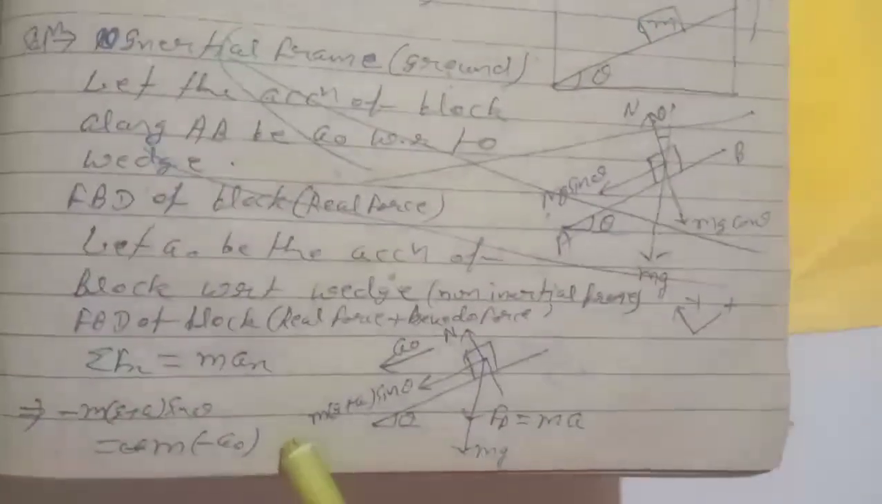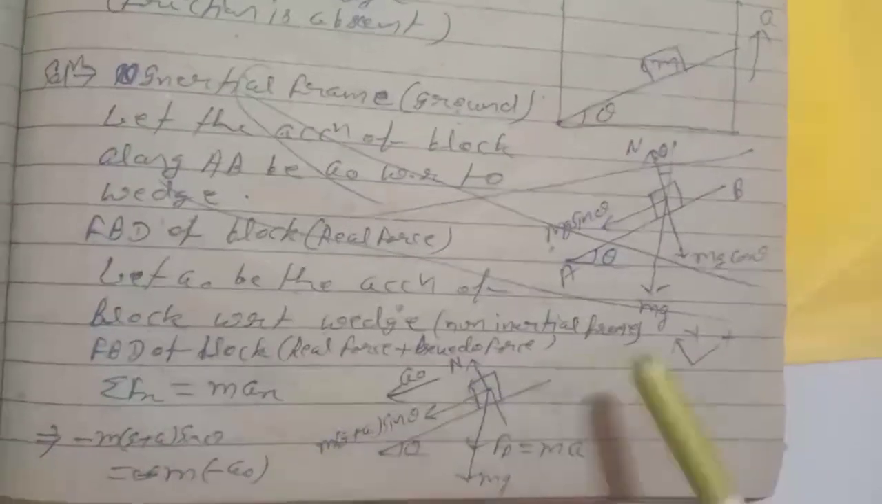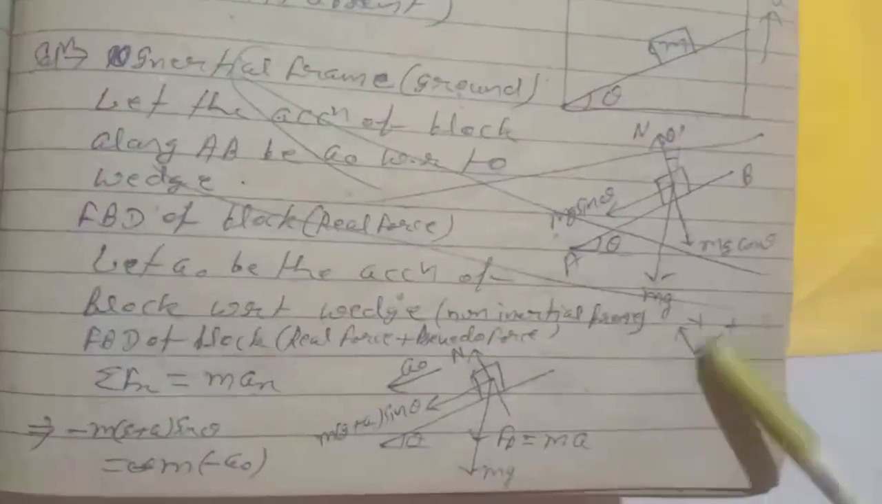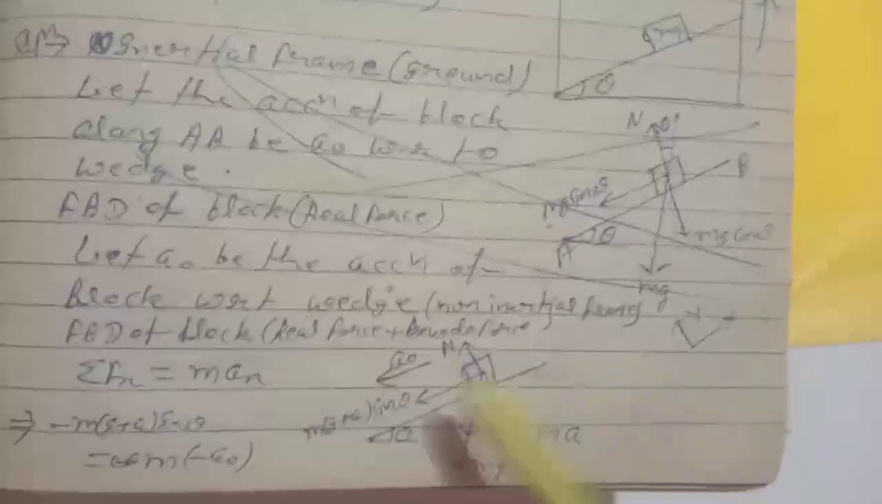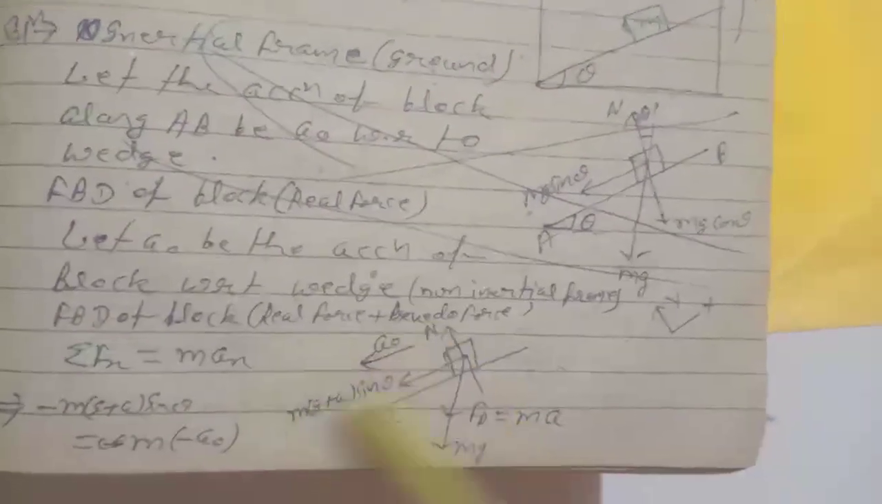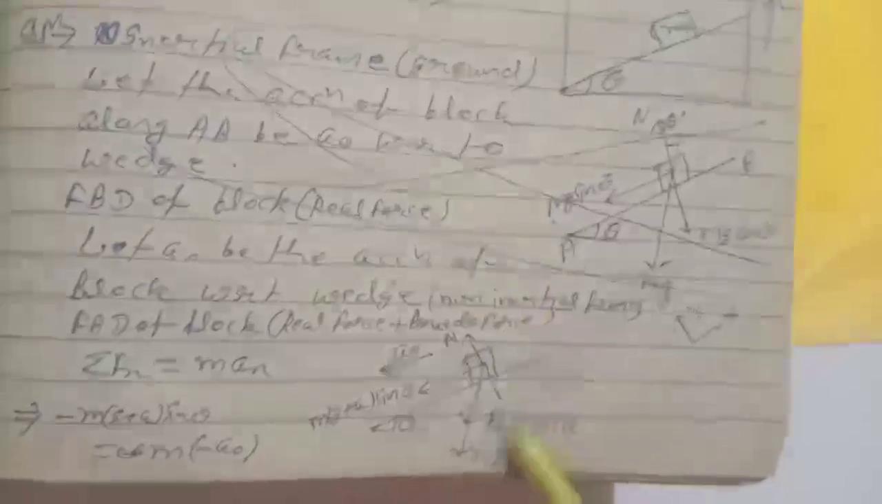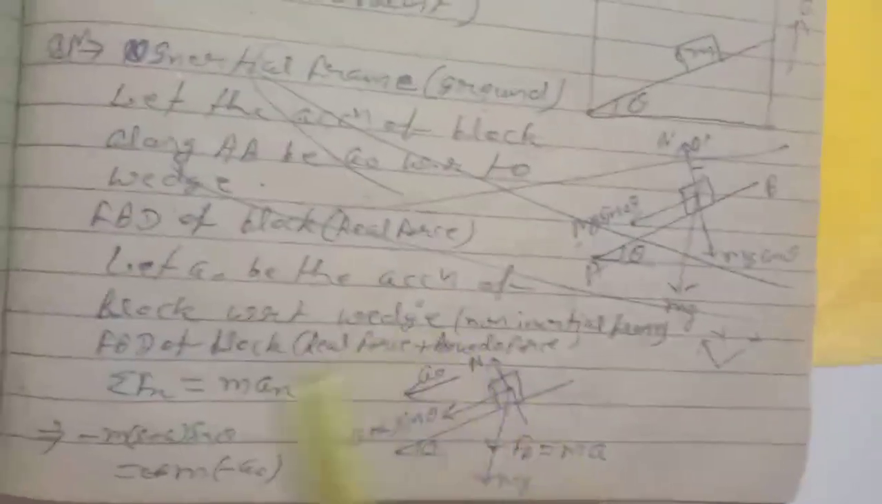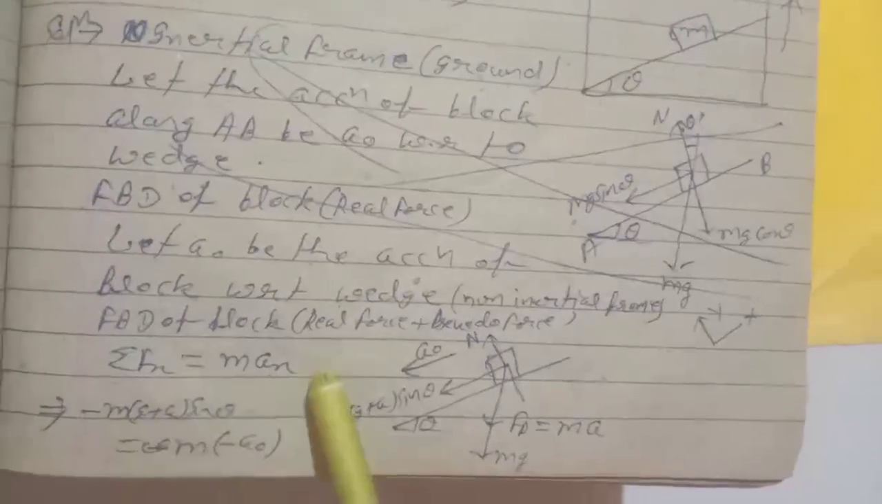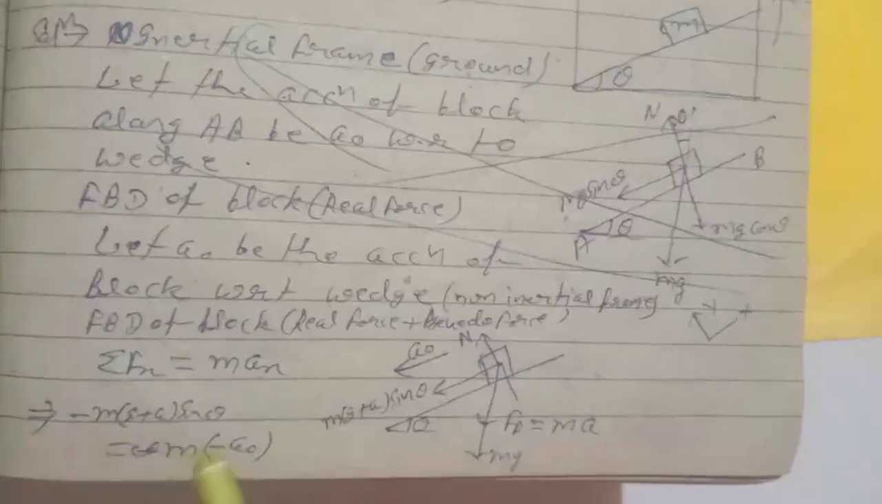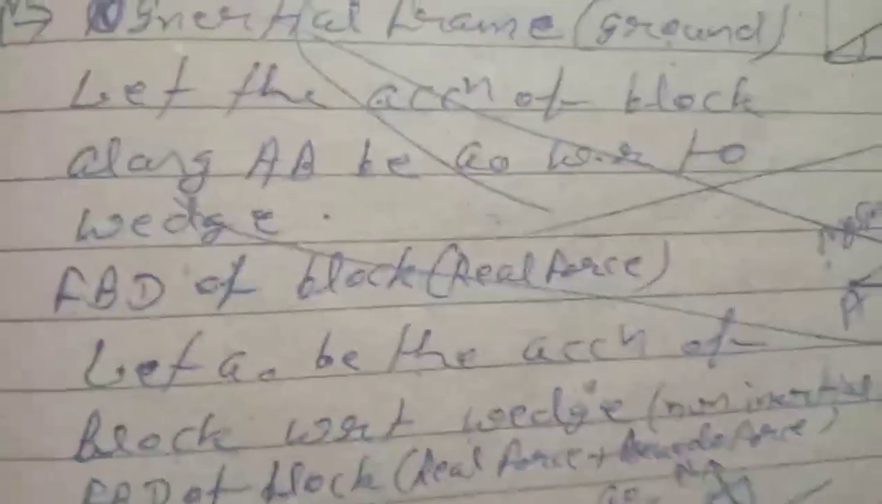so minus, we are taking x direction as this and y direction as this. So in this direction will be negative, and this direction will be positive. For this direction will be positive, and this direction will be negative. So minus of m into g plus a sin theta equals to m into minus of a naught. Hence a naught will be equals to g plus a into sin theta. Answer.